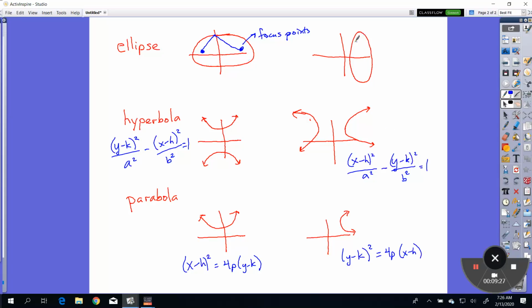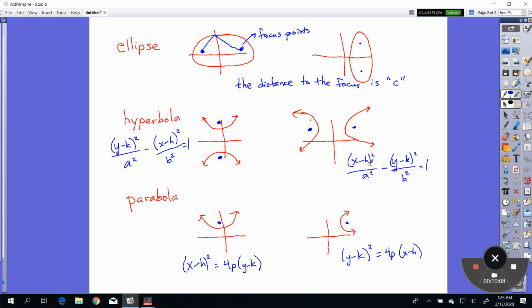So every one of these has a focus point. On the ellipses, they're inside. On the hyperbolas, they're in the parabola looking thing. And same with the parabola, they're just inside the parabola. On all of these, the distance to the focus is c.